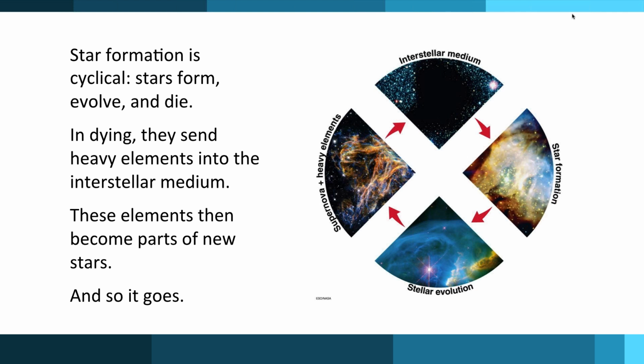Star formation is cyclical. Stars form in the interstellar medium. Stars evolve throughout different stages of their lifetime, and then they die and send heavier elements that they created in the core of the star back out into the interstellar medium. Those elements become part of the interstellar medium, and then new stars are formed from that interstellar matter again. So it's a very cyclical process that happens over and over again, and just like the last sentence here, and so it goes.